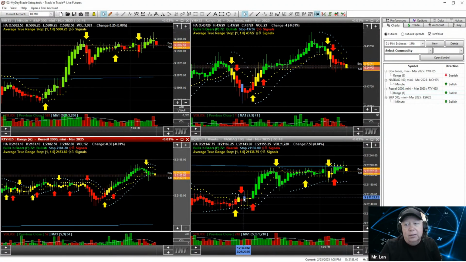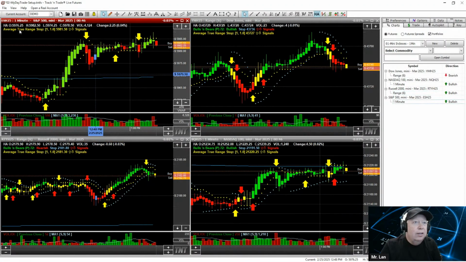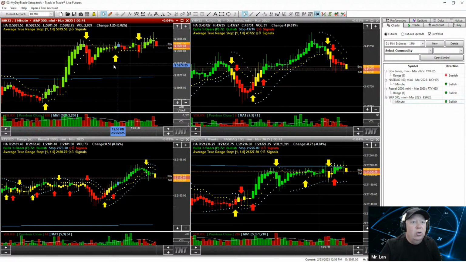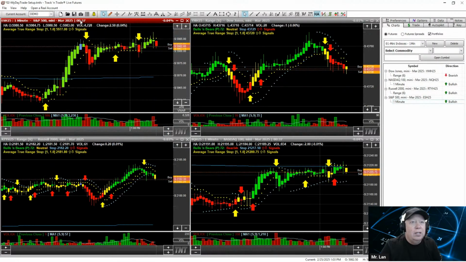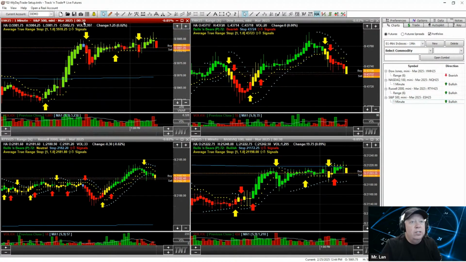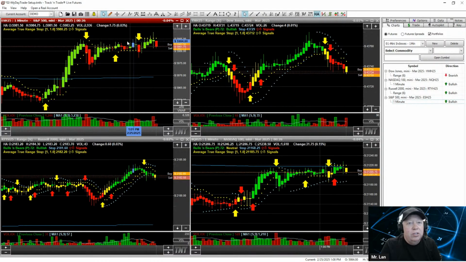So right here on the S&P 500, you can see we're looking at minute charts. And so this is a 1 minute chart. Each bar represents 1 minute. So it has a little countdown timer up here in the top left corner. And you can see that it counts down how long before you get a new bar. So we got 30 seconds before we get a new bar. We're going to get a new bar every single minute on this chart up here.